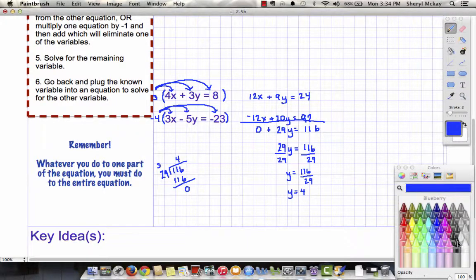All right, let me go over here. Remember what I'm working towards: figuring out my x and my y. So here's y, here's x, and my y is 4. Not done yet. Why don't you see if you can figure out what the x is?